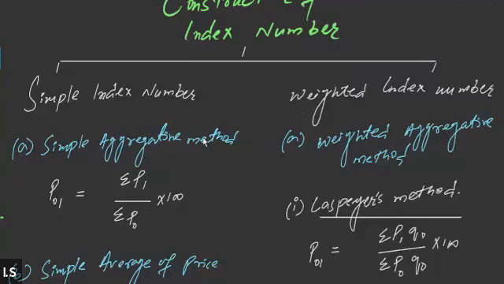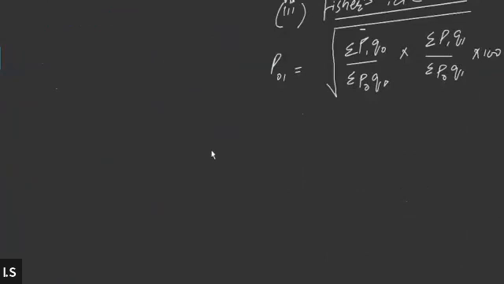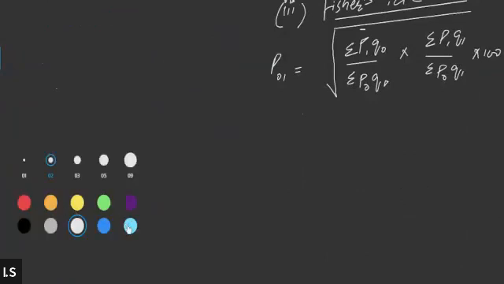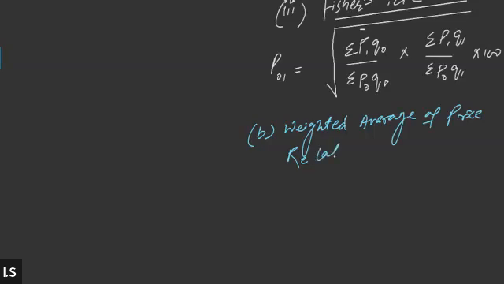So under the weighted index number, we have two methods: the weighted aggregative method, under which we have three formulas: Laspeyres, Paasche, and Fisher's ideal method. Now we will talk about the second method, which is called the weighted average of price relative method.